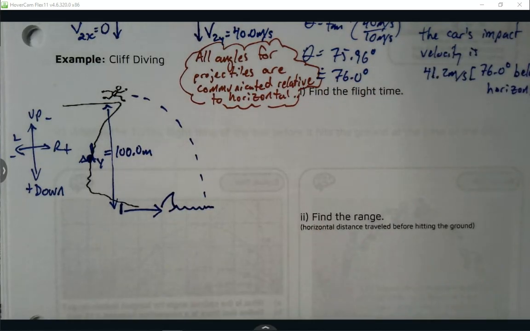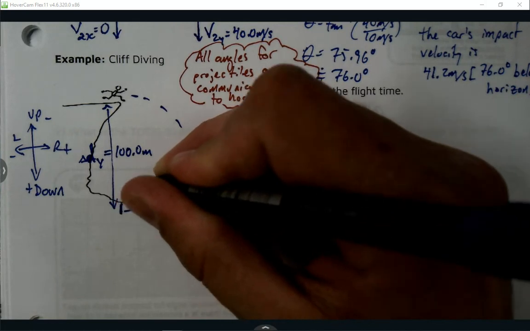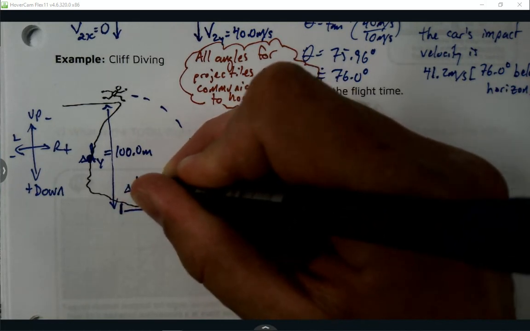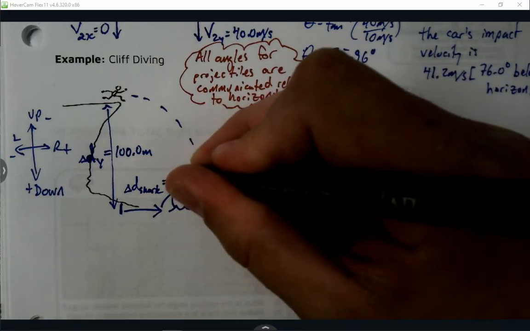You can tell there's a shark because there's a fin. That's a dolphin. Okay? Not a dolphin. Trust me. Been there. All right. So what I want to say is that the displacement to the shark is 110 meters.